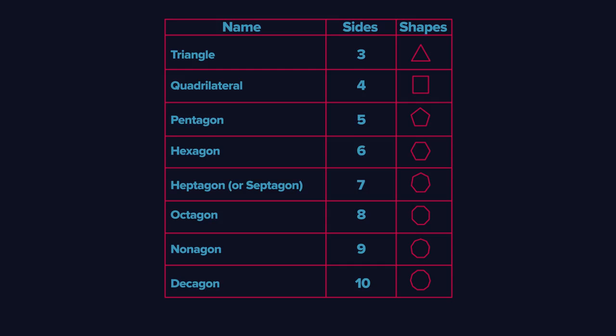Now for 5, 6, 7, 8, 9 and 10-sided shapes. Pentagon, hexagon, heptagon, octagon, nonagon and decagon. These can be quite tricky to remember, so try and connect them with something.